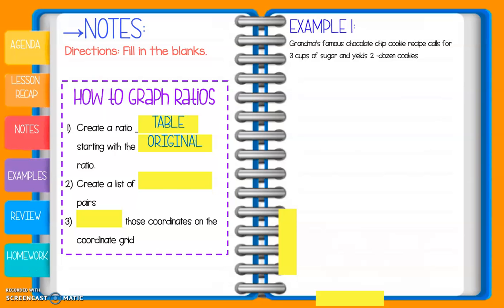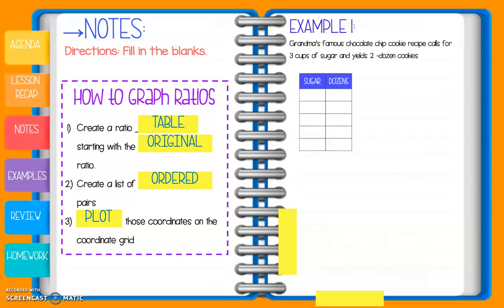So first thing, create that ratio table starting with the original ratio. Then we're going to create a list of ordered pairs. And then lastly, we're going to plot those ordered pairs on the coordinate plane. Okay, so let's take a look at example 1 over here. It says, Grandma's famous chocolate chip cookie recipe calls for 3 cups of sugar and yields 2 dozen cookies.